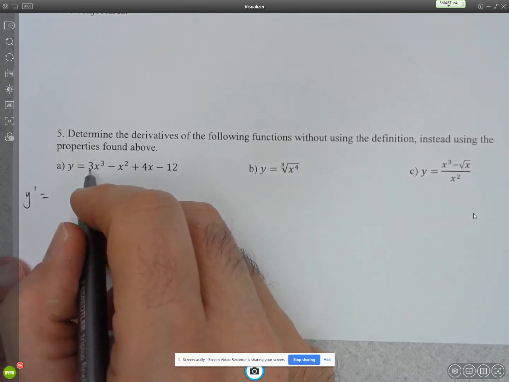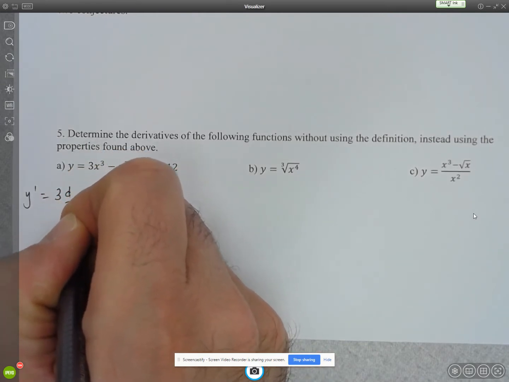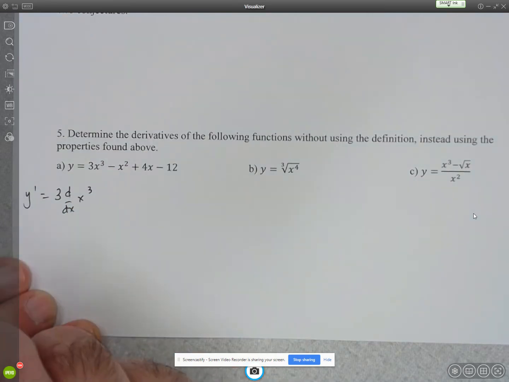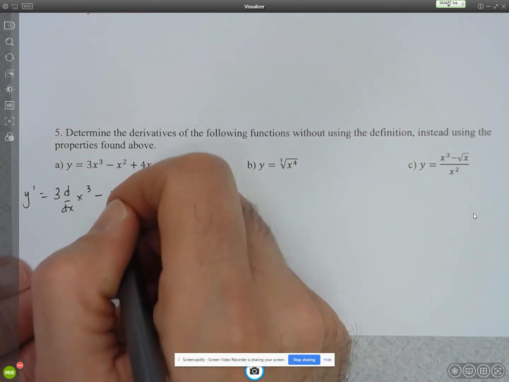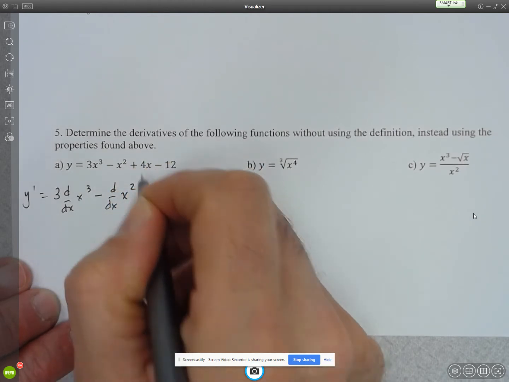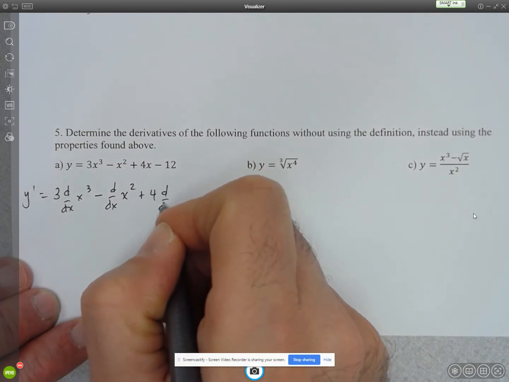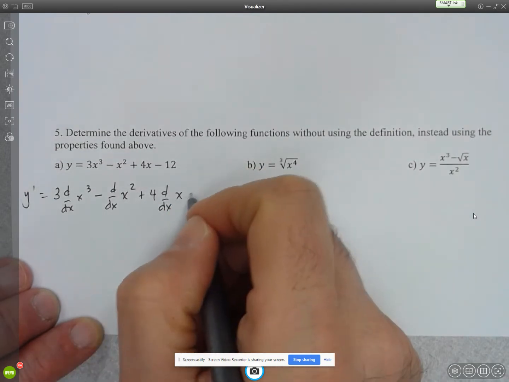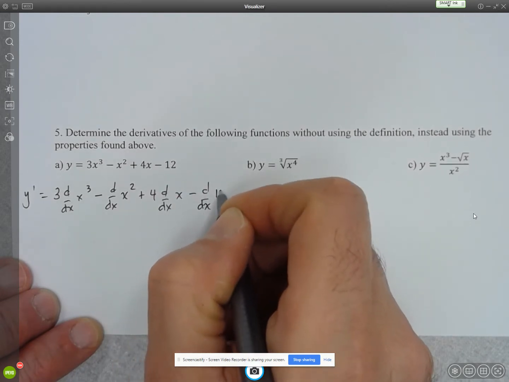So first of all, the derivative of 3x cubed is the same as 3 times the derivative of x cubed. Okay, that's the constant multiple rule. Then I have minus the derivative of x squared, then plus, well, the derivative for x can be rewritten as 4 times the derivative of x, and then here minus the derivative with respect to x of 12.